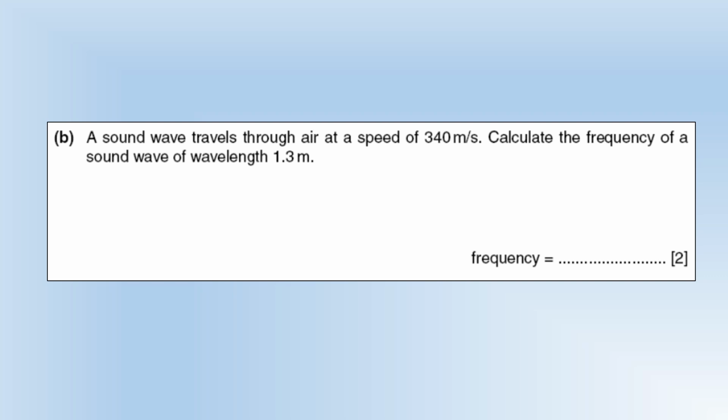A sound wave travels in air at a speed of 340 meters per second. Calculate the frequency of a sound wave of wavelength 1.3 meters. So this is our equation. We rearrange to make frequency the subject, and then we give it to an appropriate number of significant figures. Fairly straightforward.